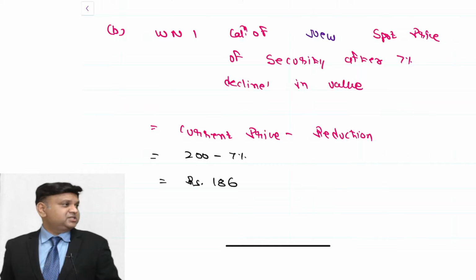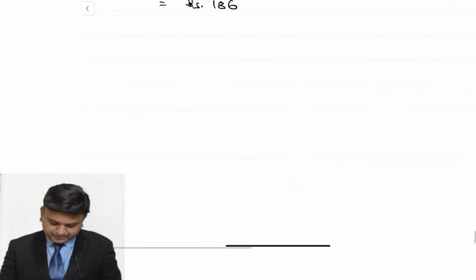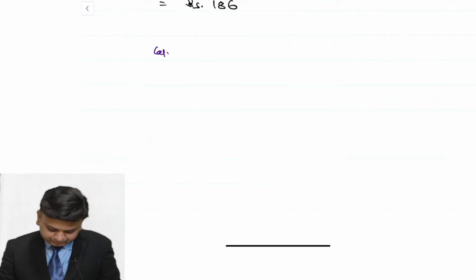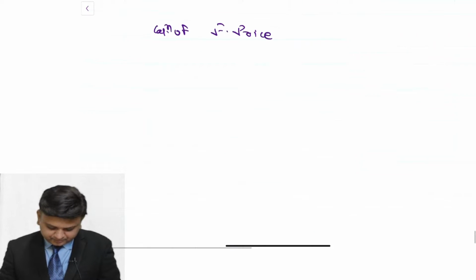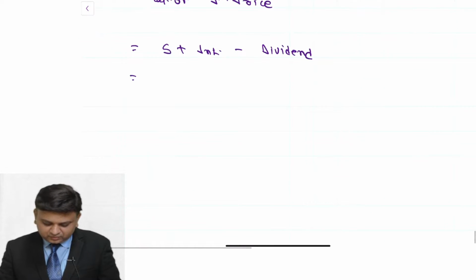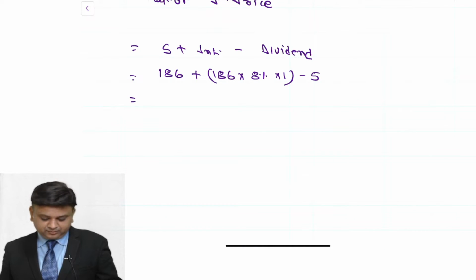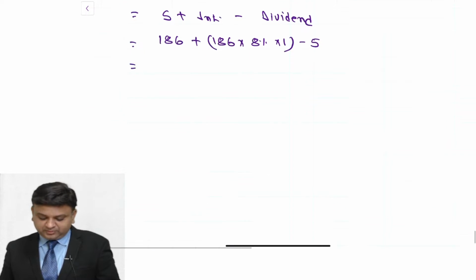Now, taking this revised spot price of the equity share, you are required to compute the futures price. So, calculation of futures price. We understand that over here it is spot plus interest minus dividend. 186 plus 186 into 8% into 1 year minus dividend of rupees 5. So 186 into 8% comes to 14.88.